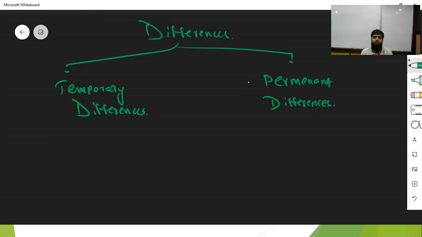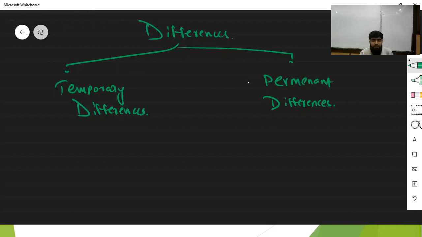Temporary differences. For example, if any expenditure which I'm recording in my accounting records, but for the time being, the tax department will not allow you to record it as an expense. Yes, it will allow you, but in a future time period. That means it's a temporary difference. There is a difference, but it's a temporary difference, and this temporary difference will be resolved in future.